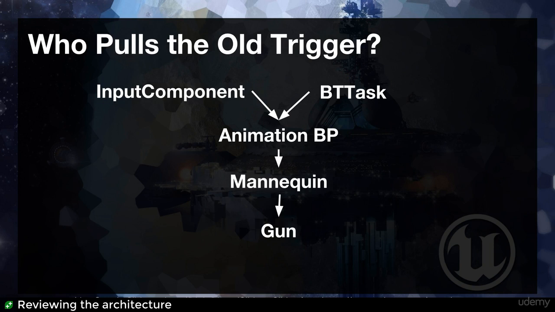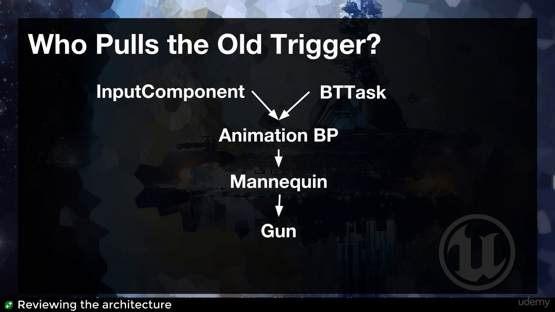At the moment, the input components are triggering into the animation blueprint. They're setting a shooting boolean, and then that shooting boolean starts off a process of playing a shooting animation in the third person animation blueprint, which then triggers a notification back up to the mannequin, which then calls the trigger or the fire function on the mannequin, which then calls the gun. And there's a very similar process from a BT task, from the shoot BT task.